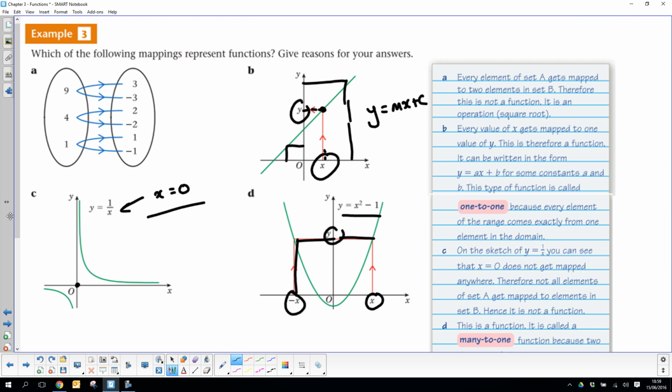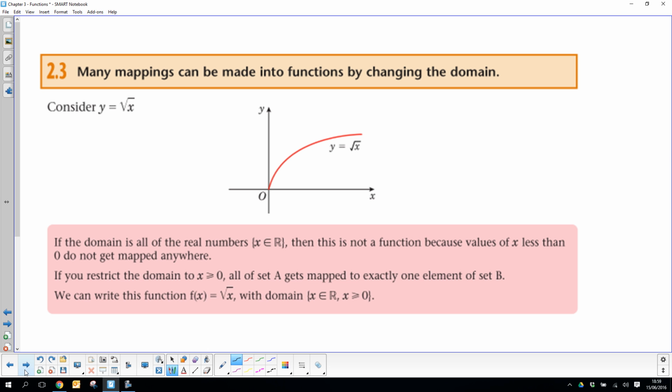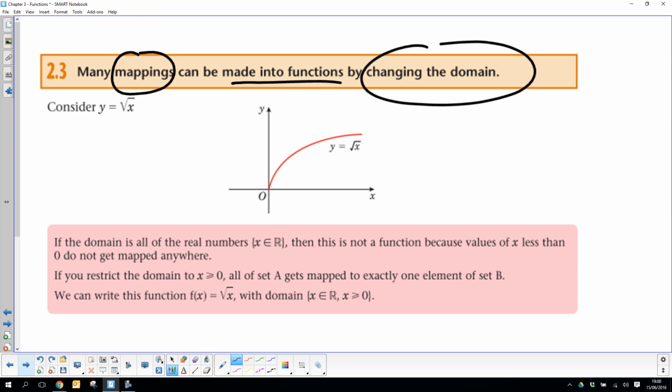We are going to look at the next section, and we're now going to talk a little bit more about what I mentioned not long ago, this idea of actually changing the domain. Okay, and if we change the domain, that can help us turn what was a mapping into a function. Okay, so y equals root x.